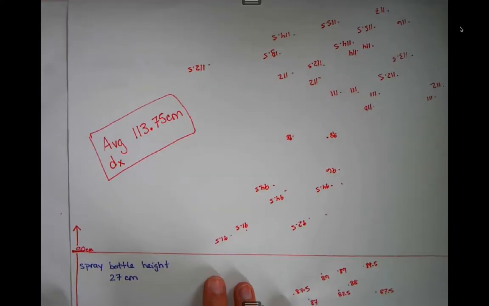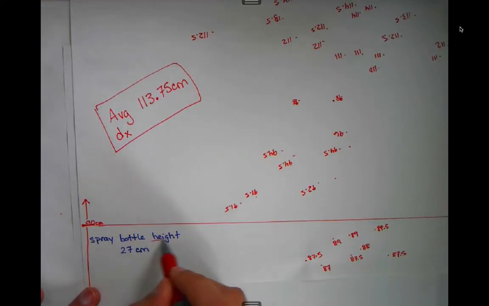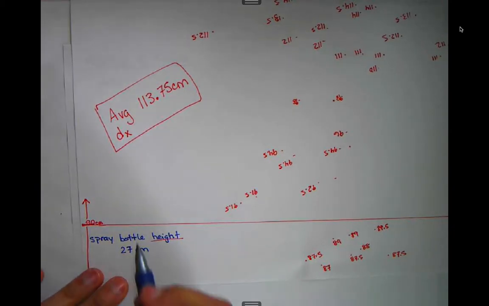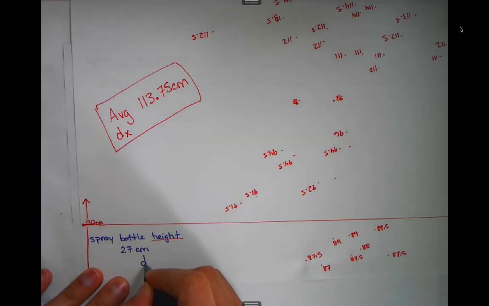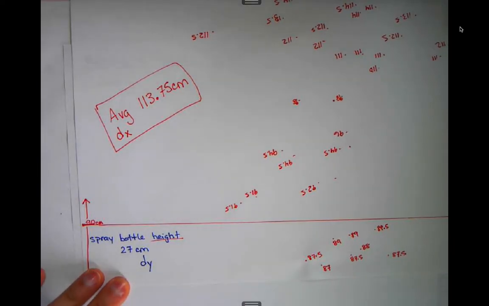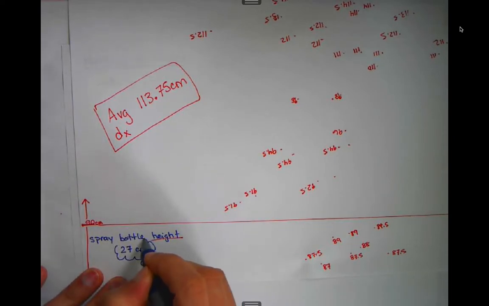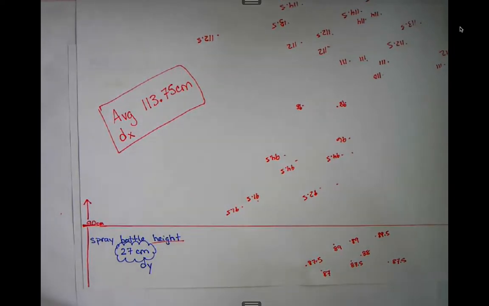The other thing that I did was write down the height of the spray bottle. That's something that you need. I didn't mention that in that first video, but you need the height of the spray bottle from the ground up. This will be my dy, the distance in the y direction, and that was 27 centimeters. These are two values that I'm going to need in order to determine our overall conclusion here: is 6 feet far enough?